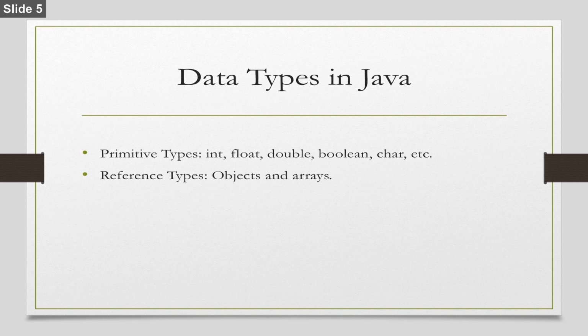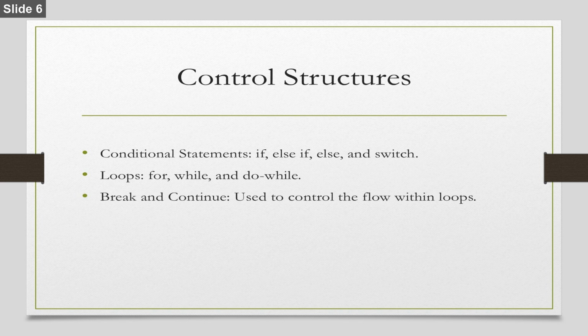Data types in Java. Java has two primary categories of data types: primitive types, which include int for integers, double for decimals, boolean for true/false values, and char for characters, and reference types, which refer to objects and arrays. Understanding data types is essential as they define what kind of data variables can hold, enabling us to work efficiently with different data.